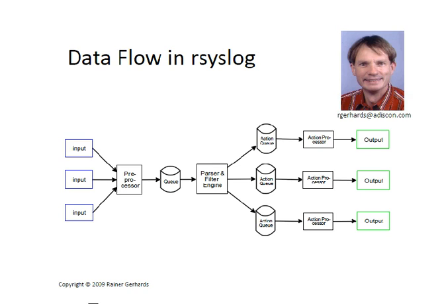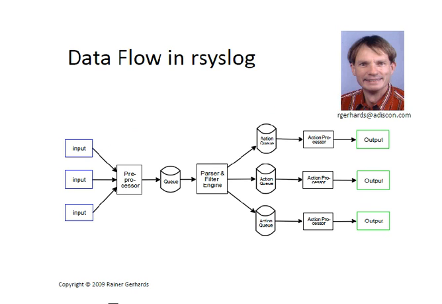So first of all, messages are gathered by inputs, and you can run multiple inputs at the same time. Each input is run on at least one thread. It may spawn additional threads based on the input. This is an input module like imudp or imgssapi or imfile. Each of the inputs uses part of what is the Rsyslog runtime at core.